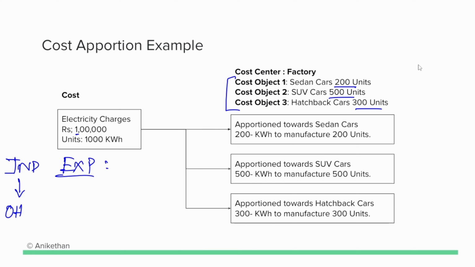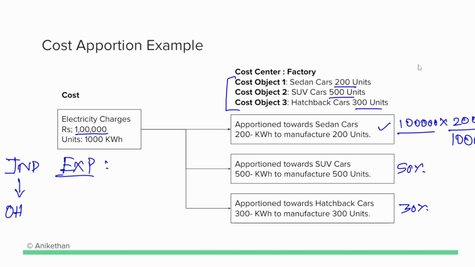That means the 1 lakh rupee you will be apportioning to SUV on what basis? 1 lakh multiplied by 200 divided by 1000. That will be 20% of this cost. 20,000 will go here, then 50% will go here, then 30% will go here. So right now the cost has gone to these cost centers, where they produce sedan, SUV and hatchback.